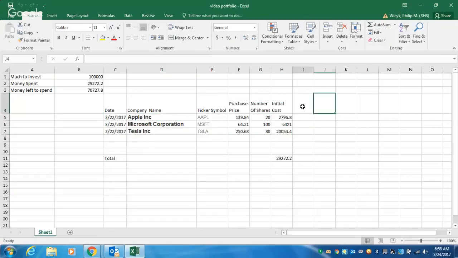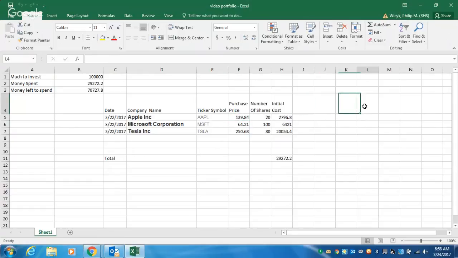All right. So the first thing we're going to want to do is finish our columns here, because remember, we purchased these stocks back on the 22nd. So this is our purchase price. We want to see what they currently are today so we can see if we've gained or lost any money on our investment.